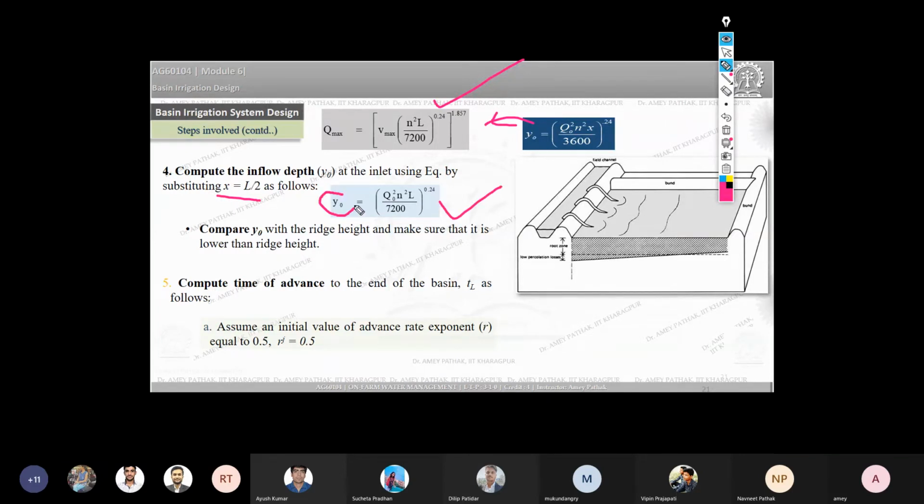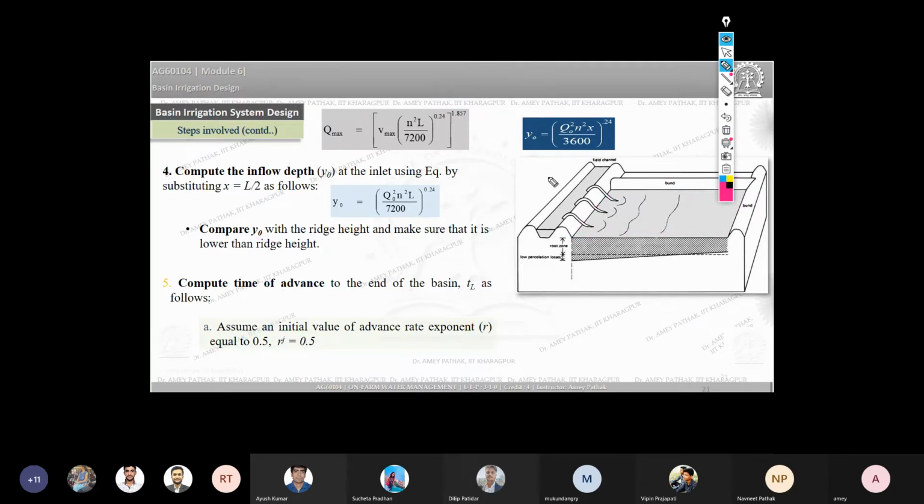Now this should be the depth. This depth should be in such a way that there should not be overflow, because our purpose is actually to contain the storage within this limit. If the y0 is exceeding the height of this bund, then there will be overflow. So we don't want that. That's why the y0 that we are getting should be less than the ridge height.